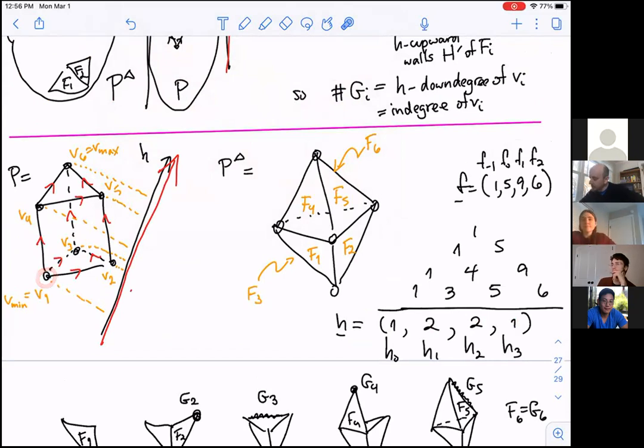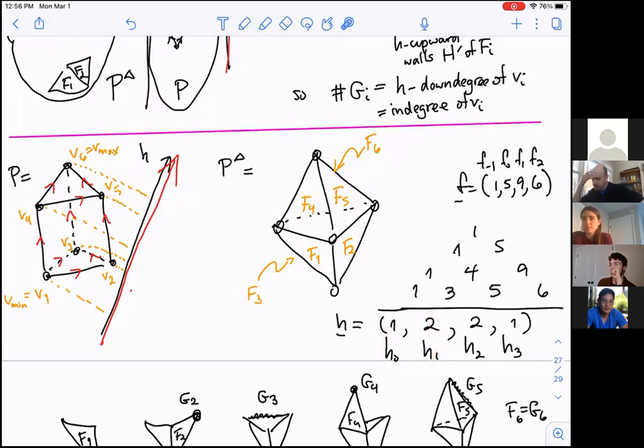This is the unique vertex that is a source. It's the only one where the in-degree is 0. All of the edges go out of it. They go H upward, not H downward. This one has in-degree 1, or down-degree 1, so it contributes to this. The other one that does that is this. So these two are the ones that account for this.